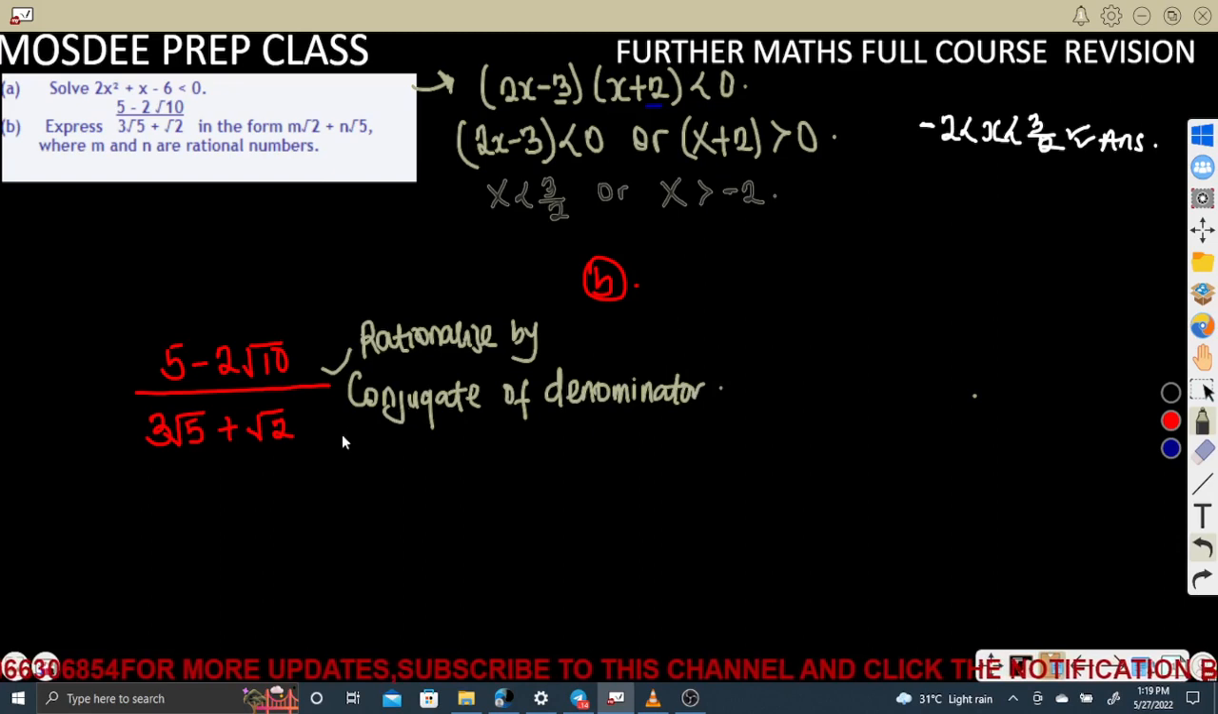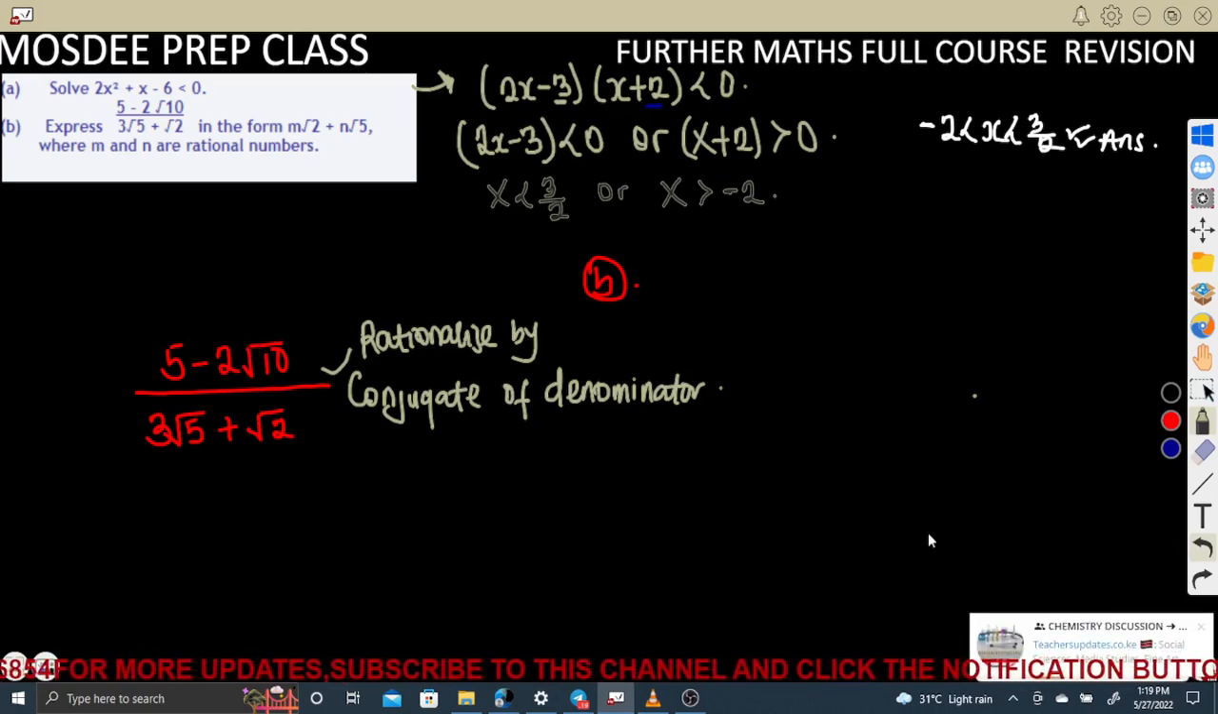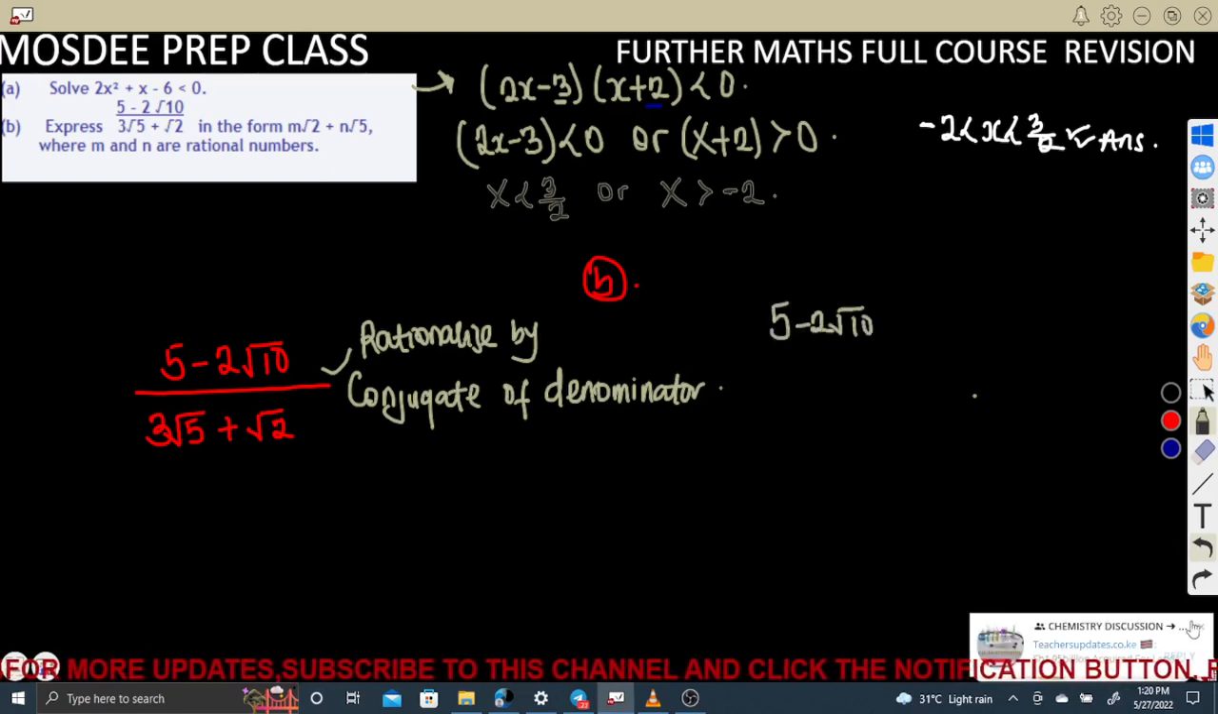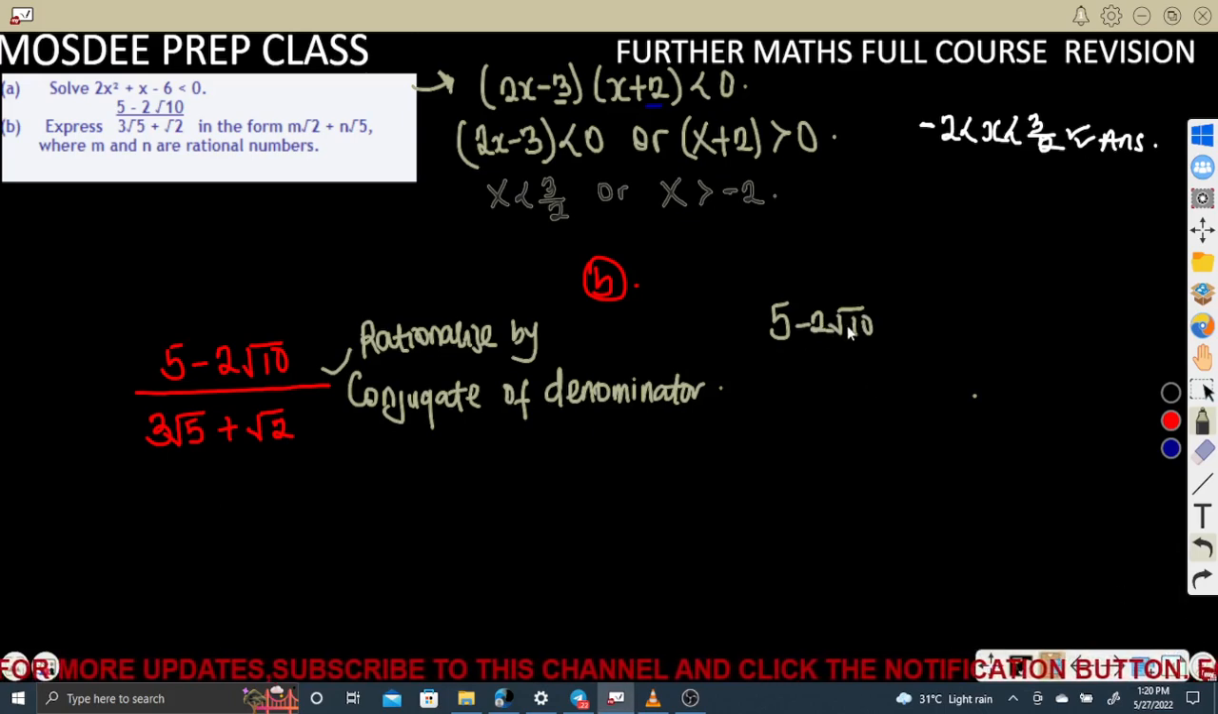So if students understand what is called the conjugate, that is the reverse of the sign of the denominator, which is minus, they use that for both the numerator and denominator. I don't expect most of the further math students not to be able to simplify this. So basically, you can just do that, and on simplification, we can write it as 5 minus 2 root 10. We are actually multiplying by the conjugate.